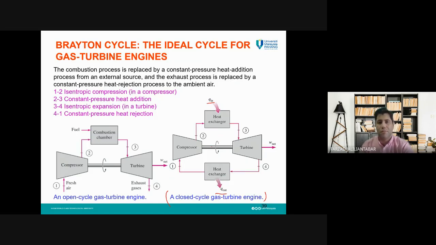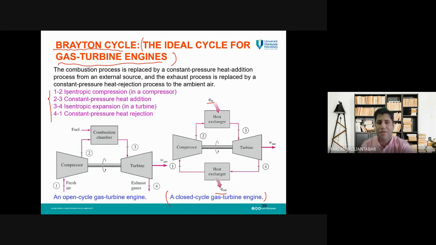But how can we find a cycle, how do we find those processes, and how can we define a cycle for the combustion which we have in a gas turbine engine? The cycle which we have for this type of engine is the Brayton cycle, which is an ideal cycle for this gas turbine engine. This cycle includes four processes.